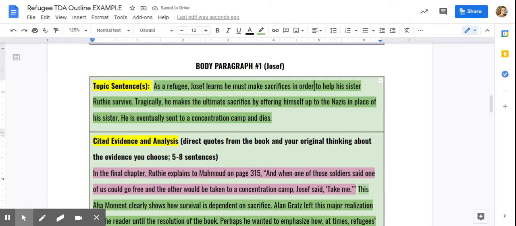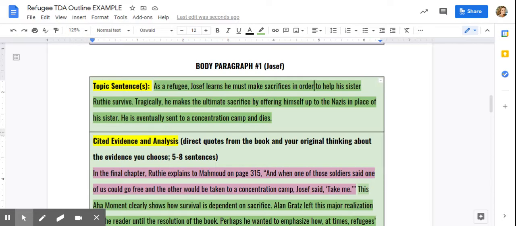So I just introduced the character and I talked about how he makes a sacrifice in order to help his sister survive. Tragically, he makes the ultimate sacrifice by offering himself up to the Nazis in place of his sister. He is eventually sent to a concentration camp and dies. So my topic sentence is just a little summary of what the event was in the story. Now I'm going to get into some specific evidence to prove this is true.